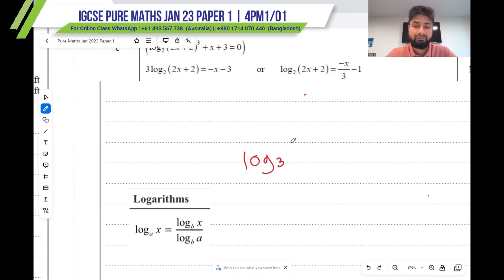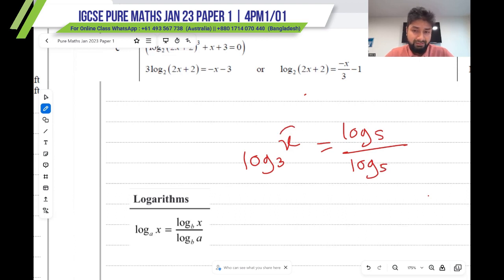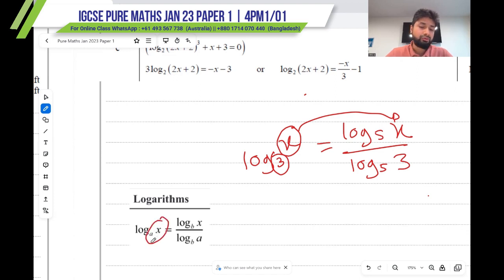For example, let's say you have log base 3 of x over here. Now, if you want to introduce a new log base, let's say 5, you write log 5 divided by log 5, and then this x goes on the numerator, and the base goes on the denominator. So you can see it says log_b x over log_b a. If you want to introduce log b, you introduce b on both sides, and x goes on the numerator, a goes on the denominator.